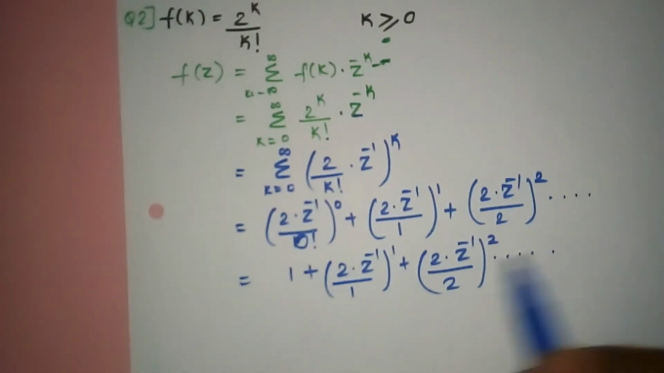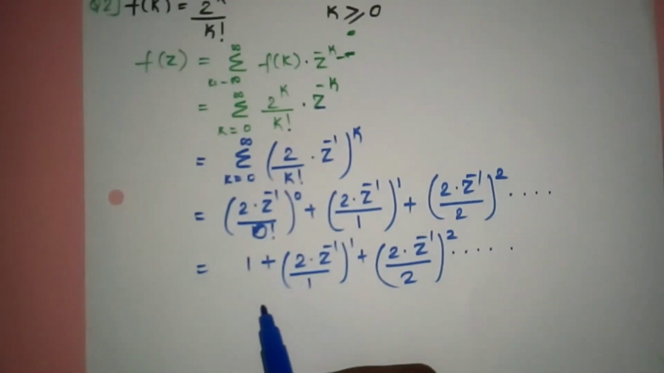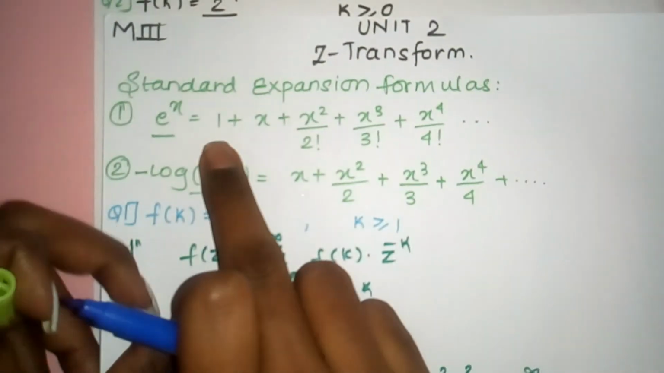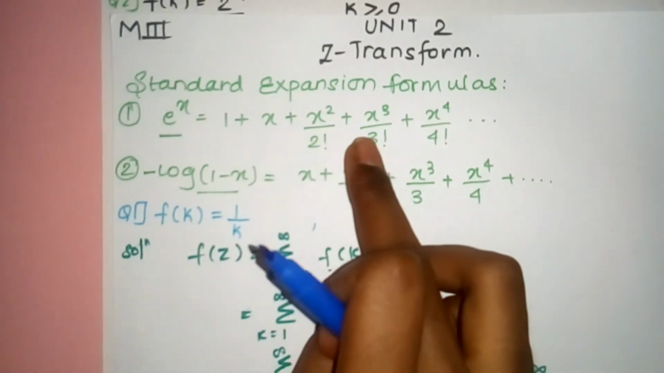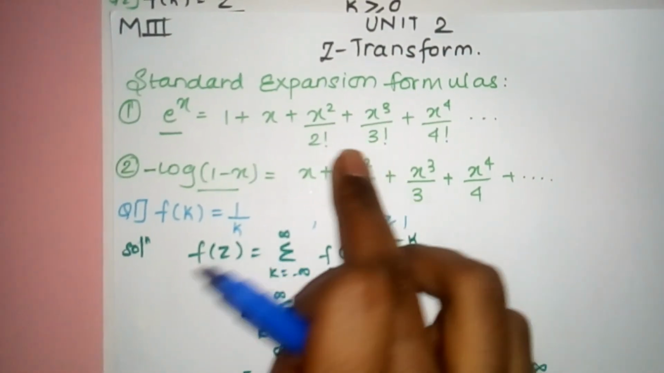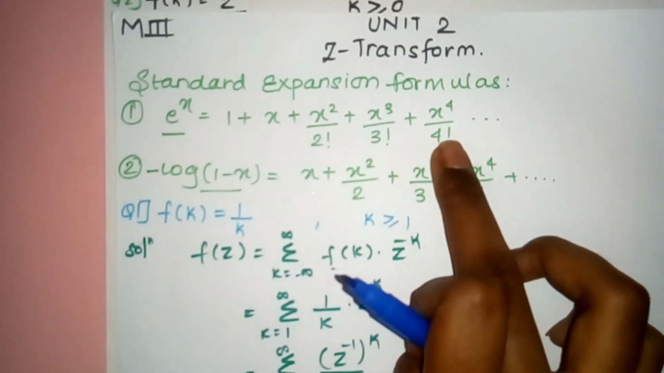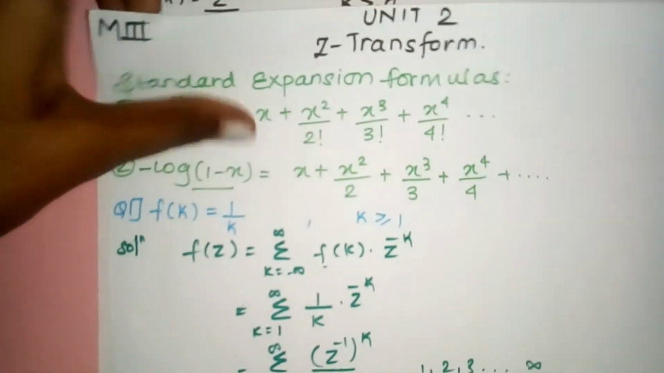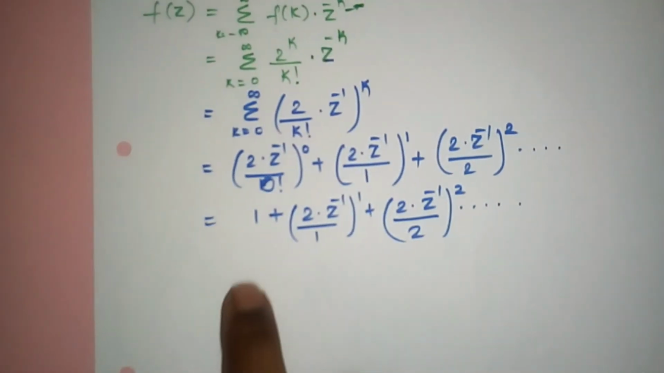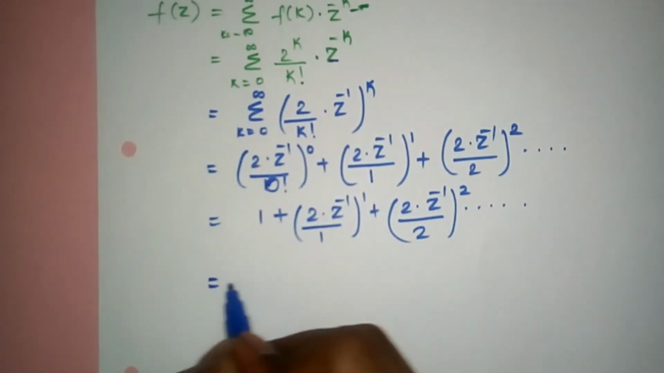Now if you remember, in the previous video I have taken the formulas. If we have 1 plus x square upon 2 factorial plus x raised to 3 upon 3 factorial, if we have anything in this format, then we will put the value e raised to x. So in the place of this we can put e raised to x.